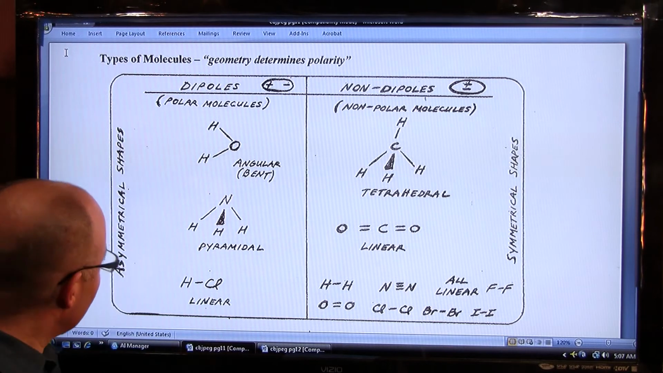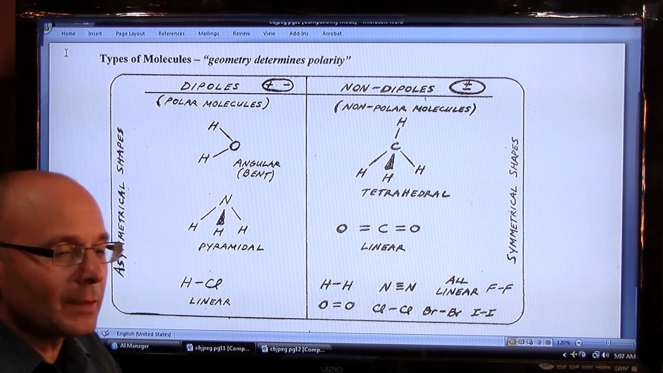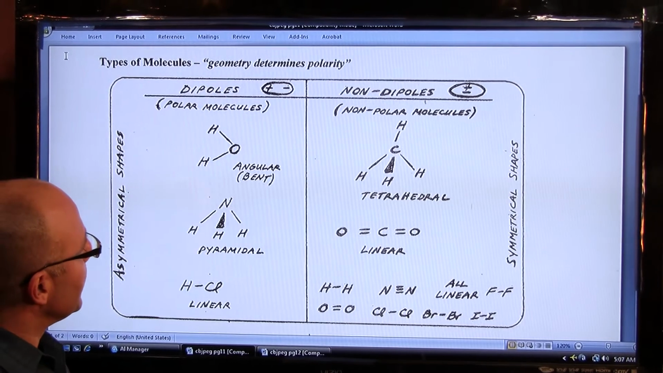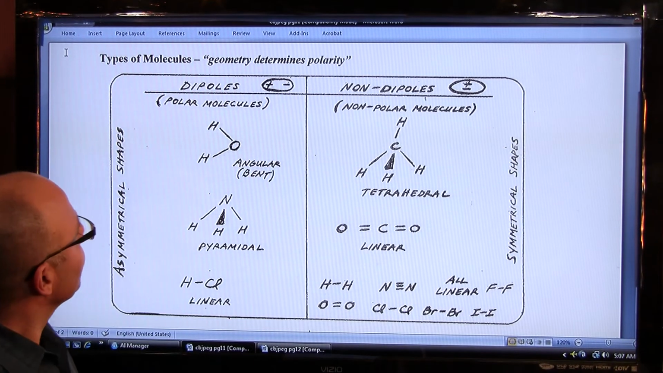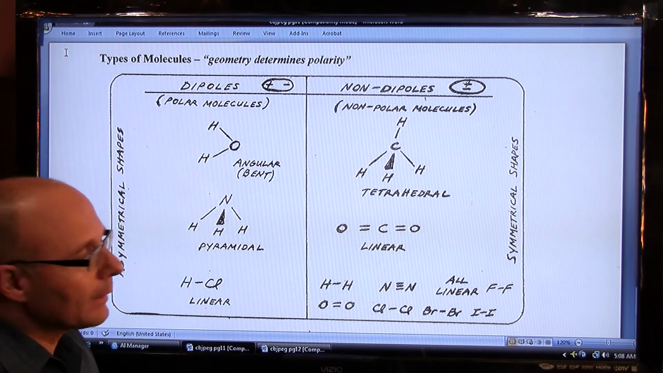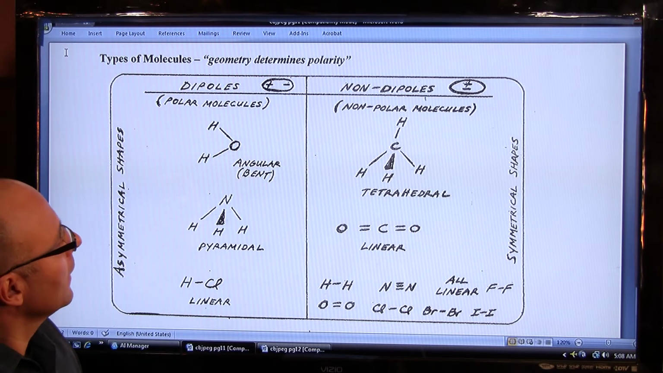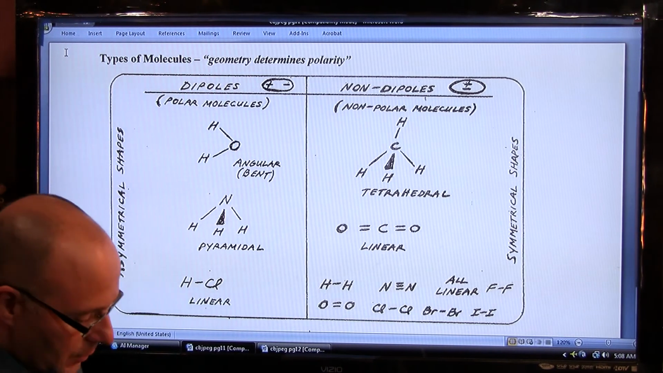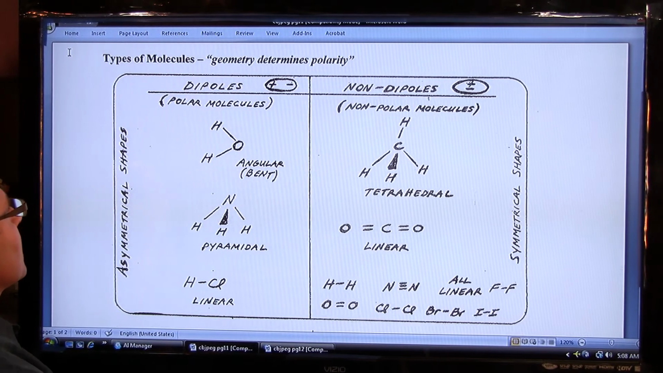Turning to the top of page 11. Now, this is a topic that a lot of students find confusing, so let's focus on this one. And that is, we've spoken about the types of bonds, ionic and covalent, types of covalent bonds, polar and nonpolar. Now let's talk about the types of molecules.